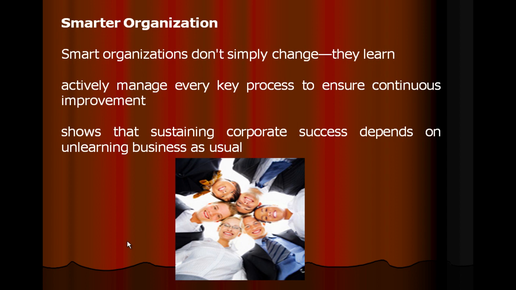In a similar manner, smart organizations will not simply change in accordance with the fluctuations in the economy or in the market. Rather, they learn continually. This would be an unstopping process, or rather a perpetuating one. Then, a smart organization will actively manage every key process to ensure continuous improvement.